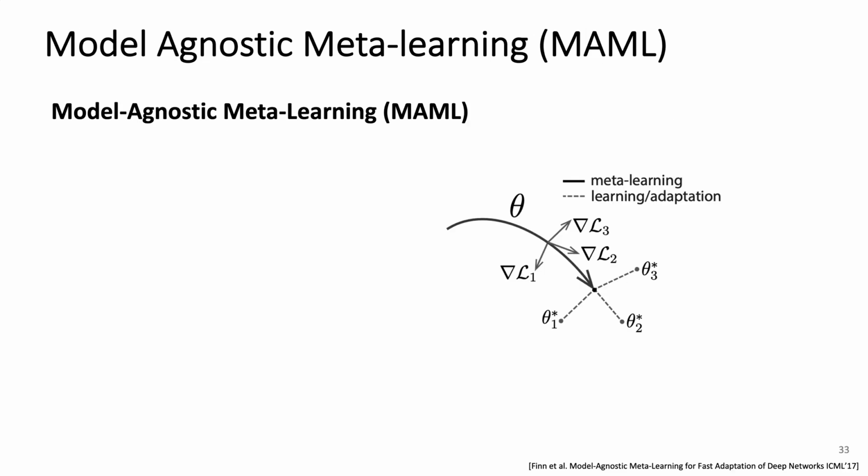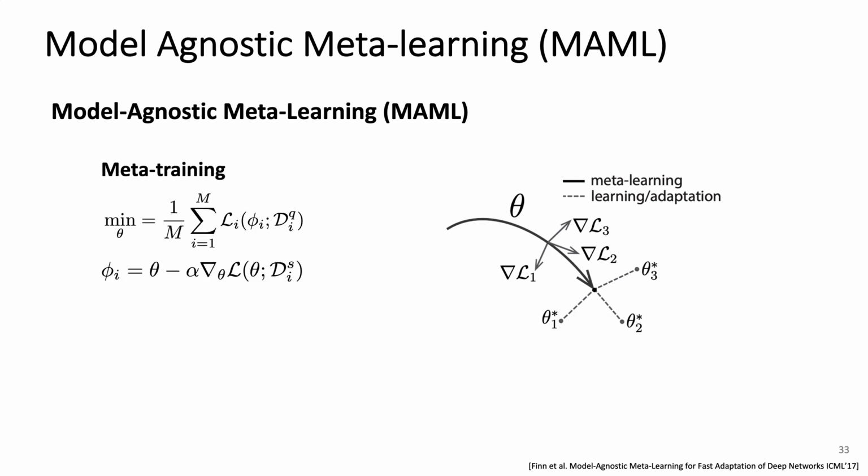One representative method of gradient-based meta-learning is MAML, model-agnostic meta-learning. In model-agnostic meta-learning, we want to learn a good initialization by using a few gradient steps in the inner loop. Thus, we still have this equation, the outer loop. We have the loss function and evaluate the task-specific parameter phi_i on the query set to optimize theta.